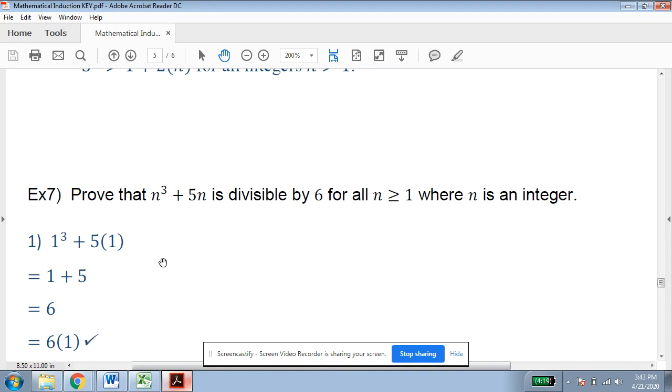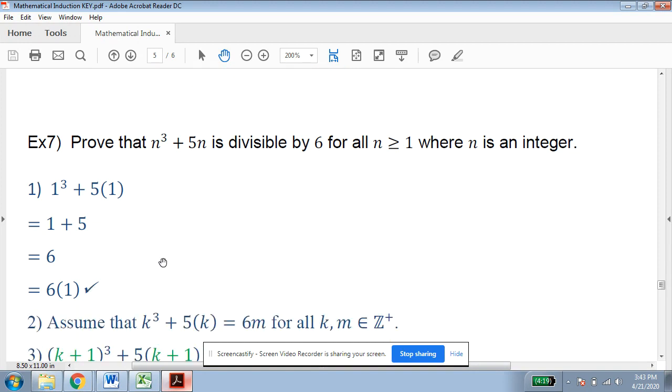Check. Step 2 is my assumption step. So here I'm again going to assume that my statement is true when I just change the n's to k's. But here I'm going to use the second strategy. It was the one I used up in example 4, where I'm going to write my own equation. I'm going to say that this has to be equal to 6 times some number, m. Again, m has to be any integer just like k is. Which tells me that k cubed plus 5k is divisible by 6, because you can factor 6 out of the result.